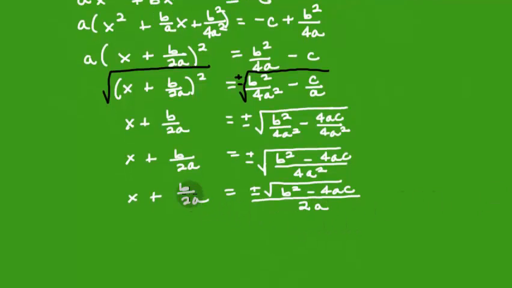Alright, so I need to get rid of this term to get my x alone. So I'm going to subtract this from both sides. So I'm going to subtract b over 2a. If I subtract b over 2a, and put it over here in front, I'm going to get x equals minus b over 2a plus or minus the square root of b squared minus 4ac all over 2a.